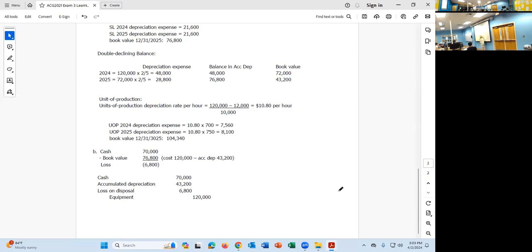The only thing that will ever change in the journal entry for disposals is if it's a loss, the loss is a debit, like that. A loss is like an expense. If we were to have sold it at a gain, it's a credit, because a gain works just like revenue. But again, to calculate that gain or loss, all we're comparing is the cash we receive when we sell it compared to the book value of the asset that we're removing.